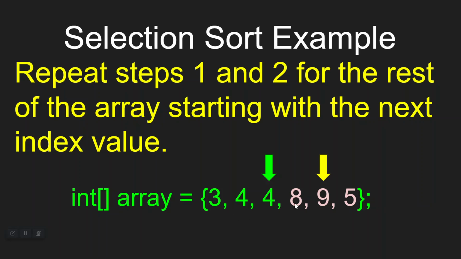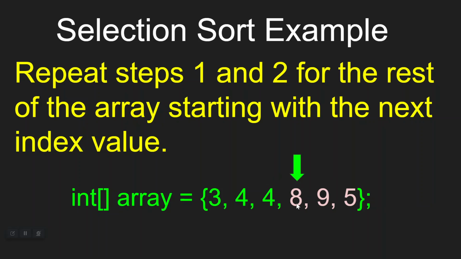So now we're going to look at index number 3, which is 8. So now we're assuming 8 is the smallest. We're going to check the rest of the array for an even smaller value. Of course, we find one right here at 5. Now those are going to swap.